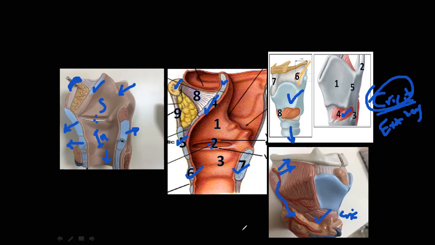It's a branch from the superior thyroid because this is the thyroid gland. This is the internal laryngeal nerve with the artery also. What is the name of this membrane? Thyroid. Yes, thyroid membrane, and this is the thyroid ligament.